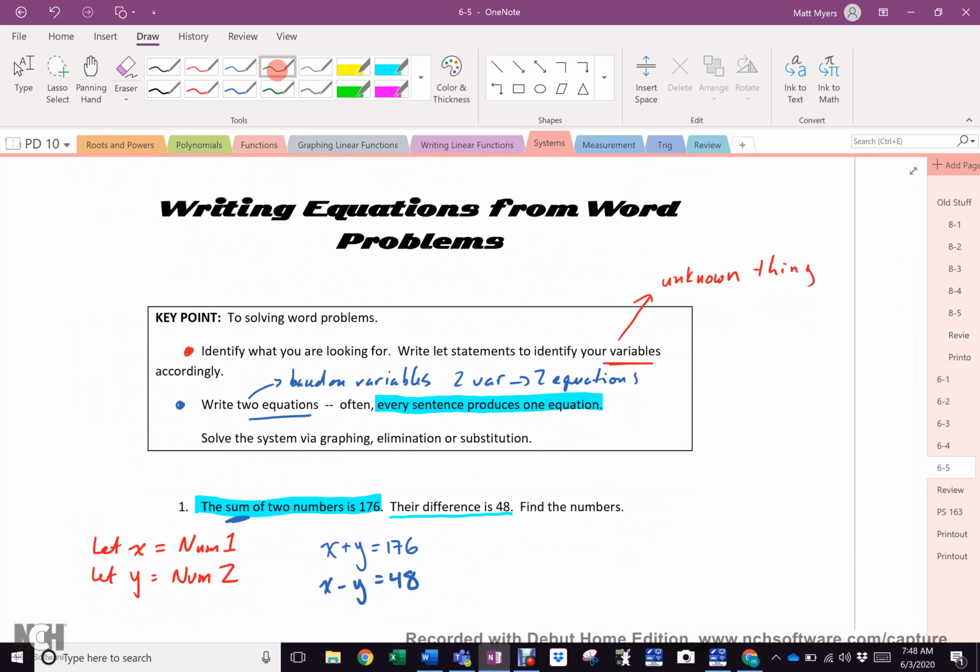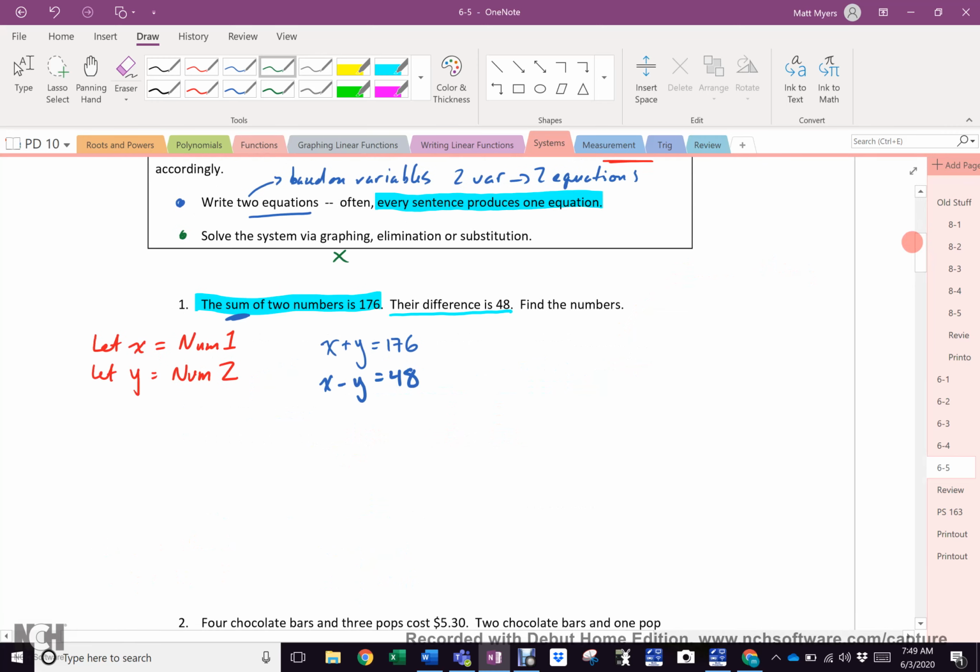And then lastly, in green, we solve the system. Graphing, elimination, or substitution. We are not going to graph any of these because graphing is not exact, and because we don't have the room. So we are going to use substitution and elimination on every one.